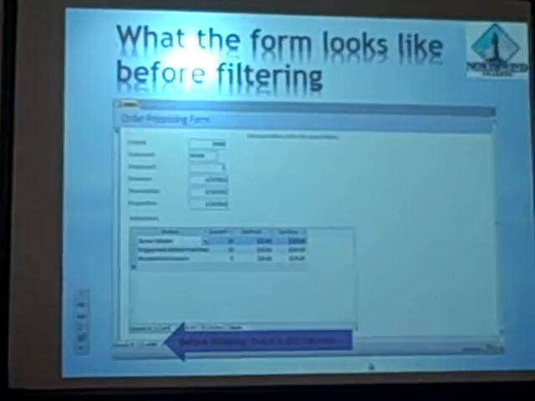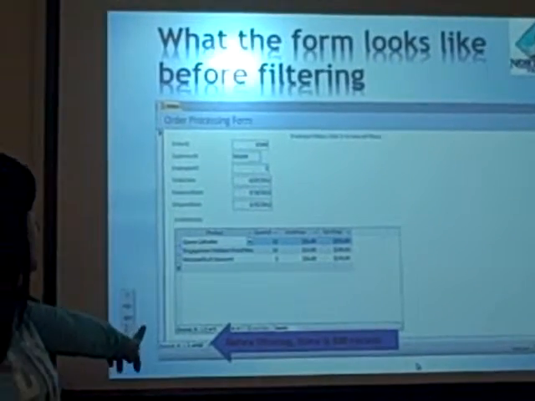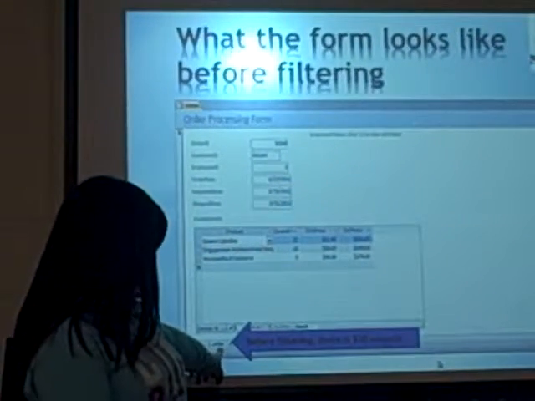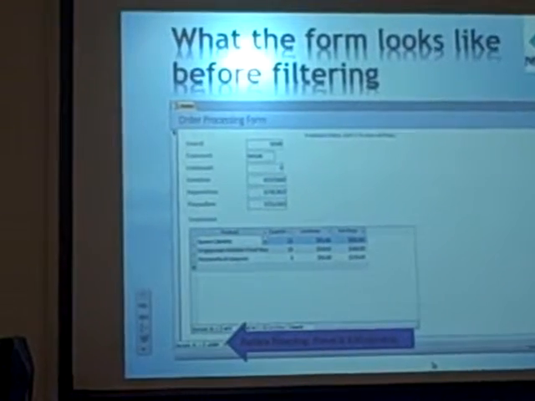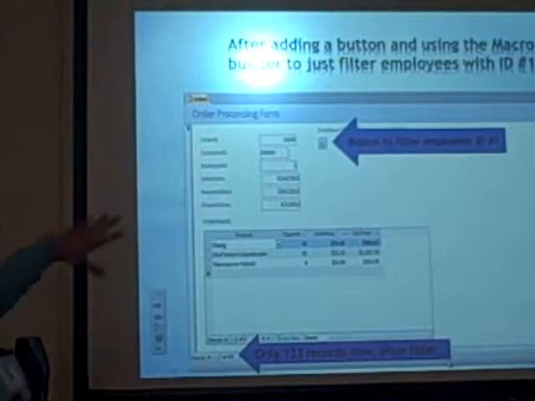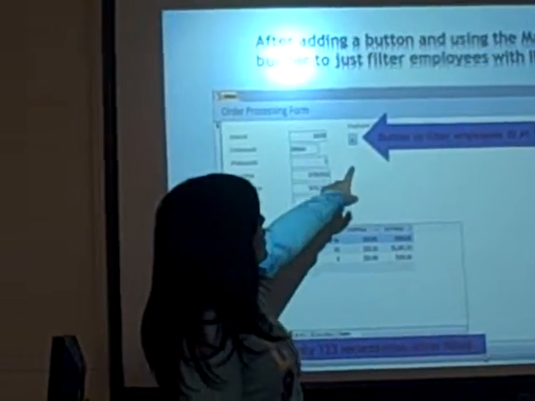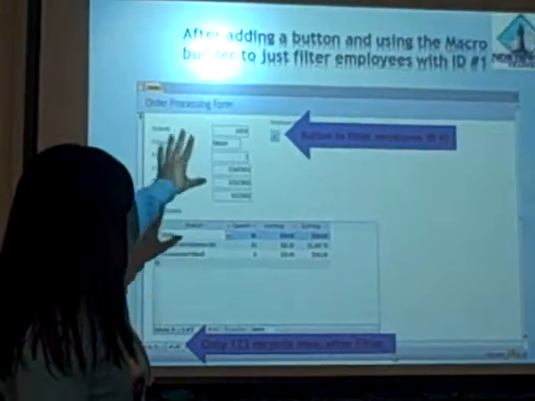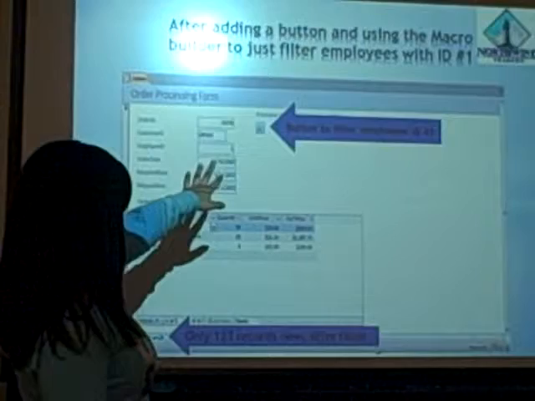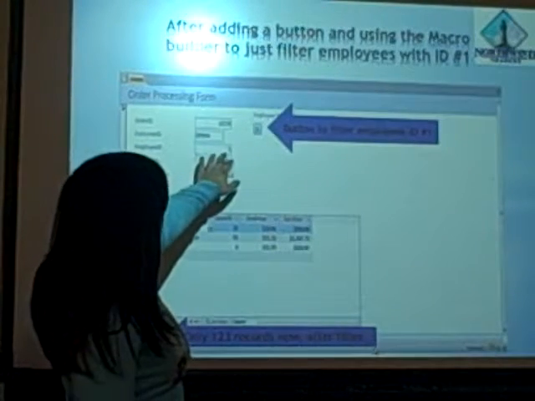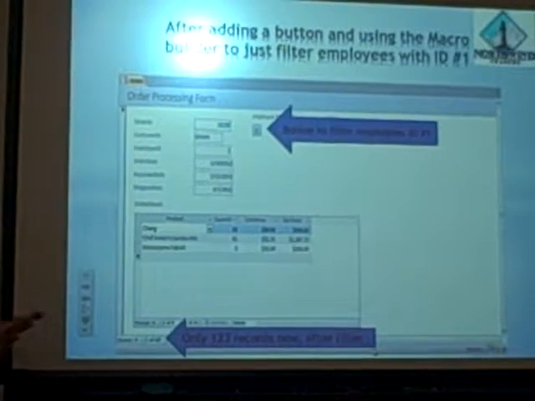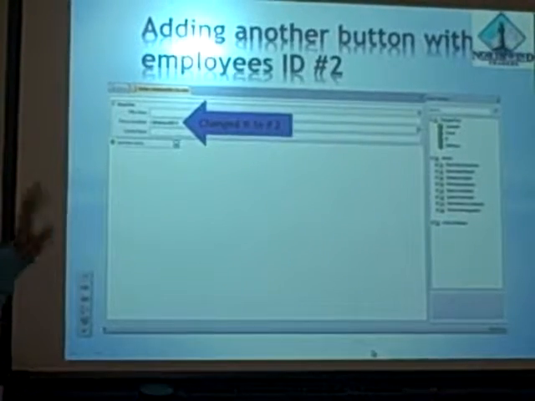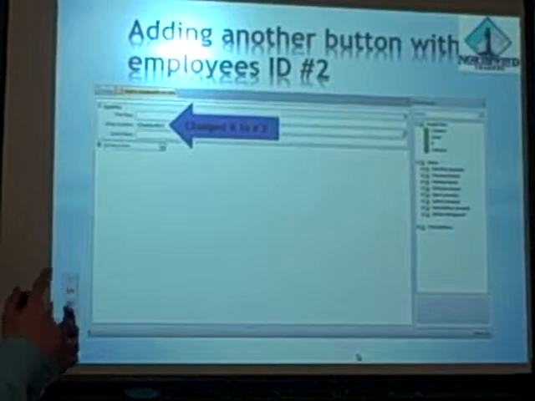Okay, so this is what the form looks like before filtering. You see how all 830 records are showing. This is before, and then this is after I add that button using the macro builder. I add one button, and then this is only showing the employees with ID number 1. Only 123 records are shown. This is after filtering. So this is adding another button with employee number 2.